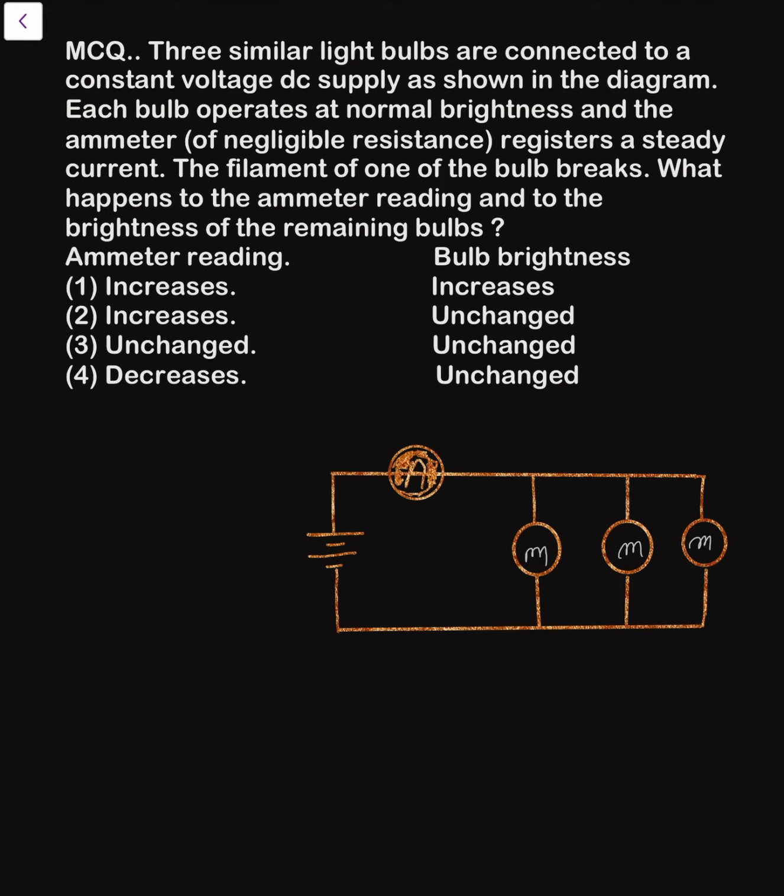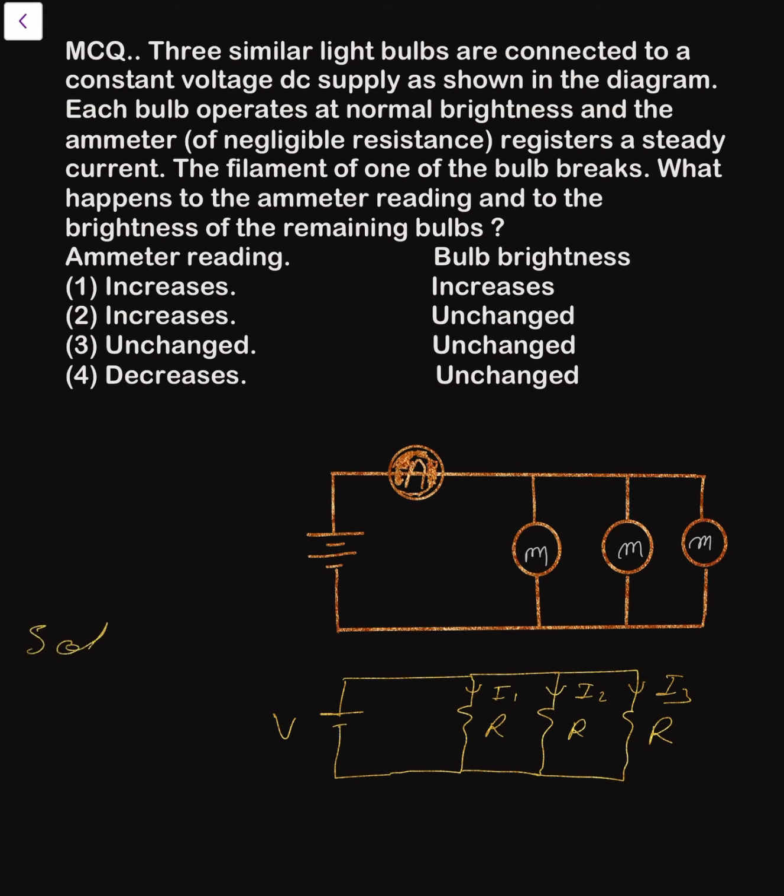First of all, we consider when all three bulbs are working. All bulbs are the same, so each bulb's resistance is the same, clear? Here voltage V, here current I1, here I2, here I3. What about I1? I1 is V by R, I2 is also V by R, and I3 is also V by R, clear or not?